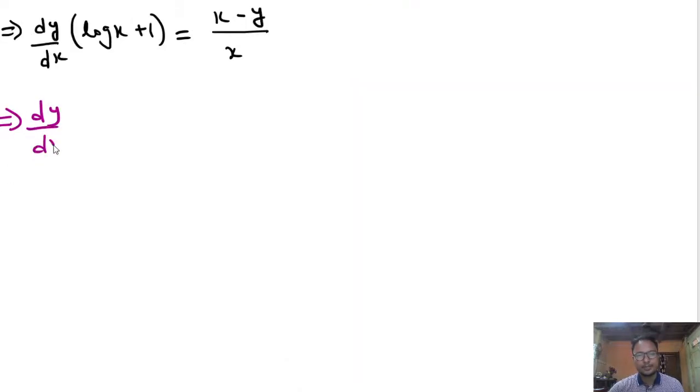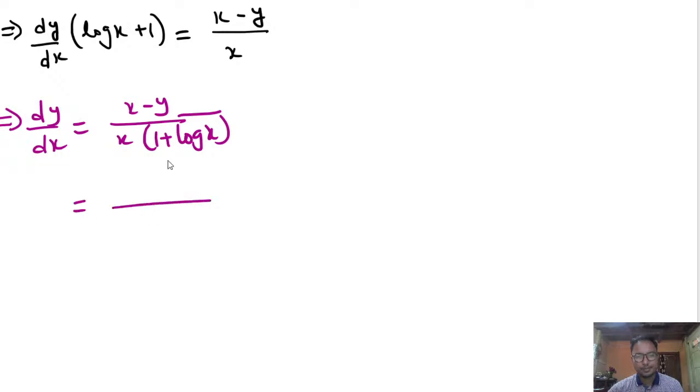So put it in the first dy by dx. It is x minus y, which is y log x, divided by x into 1 plus log x. Up to this we got right now. Up to this is okay.